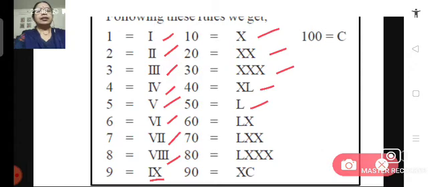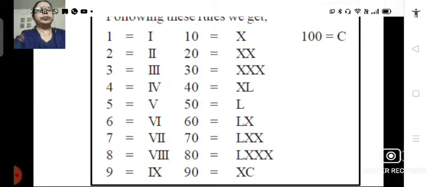50 is L, 60 is LX, X coming to the right of the greater value L, that means 50. So 50 plus 10 becomes 60 and 70 is LXX, that means 50 plus 10 plus 10, and 80 is LXXX, 50 plus 10 plus 10 plus 10, and 90 is XC. 100 is written as C.